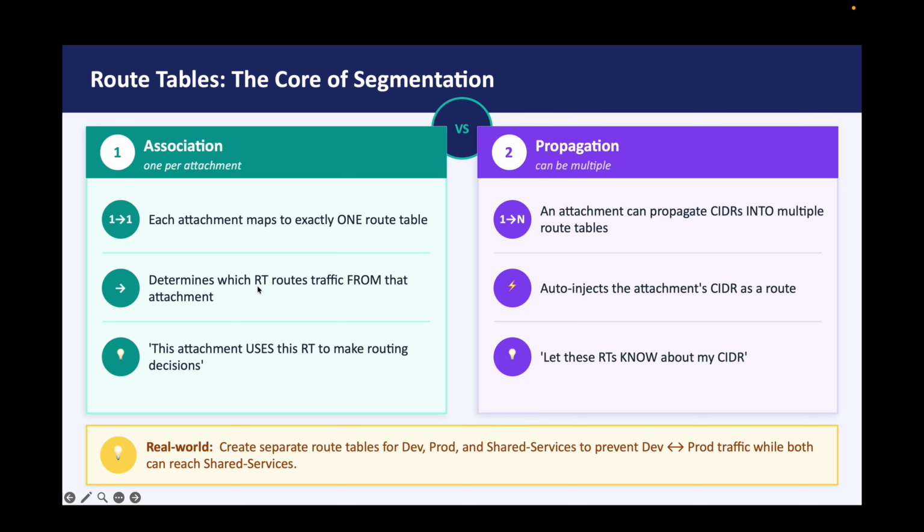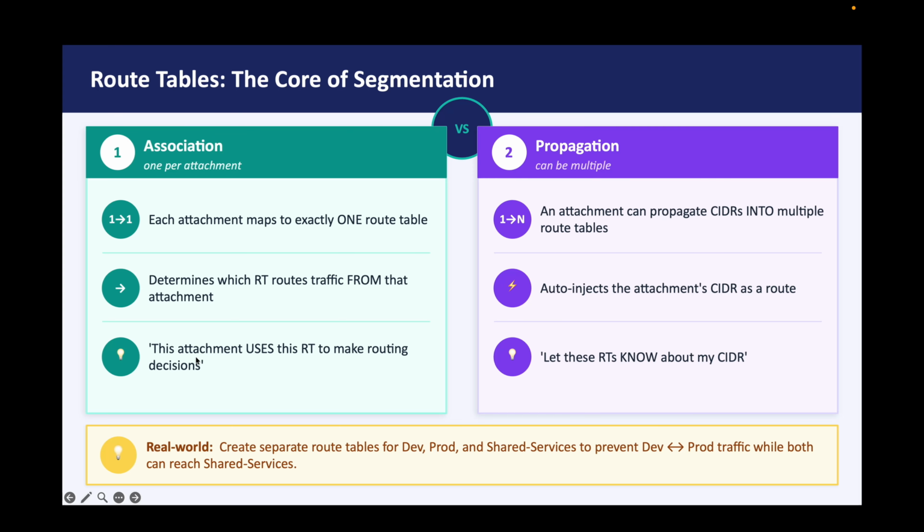The second one is that it determines which route table is used for traffic from that attachment. So when a packet leaves your prod VPC and hits the transit gateway, the transit gateway checks which route table the prod attachment is associated with. The answer is the prod route table. Now it looks up the destination IP in the prod route table and decides where to send it. That's the route table doing the routing for the attachment.